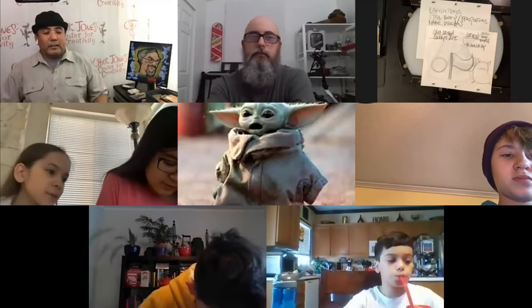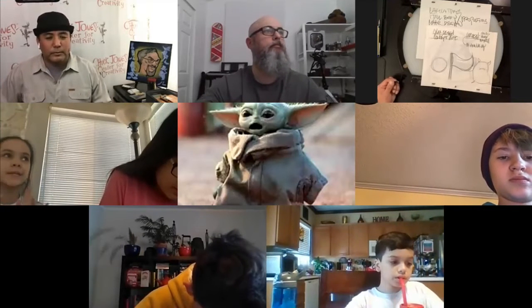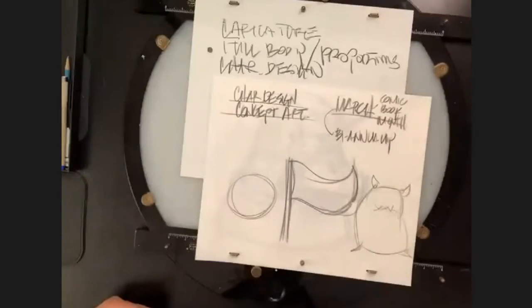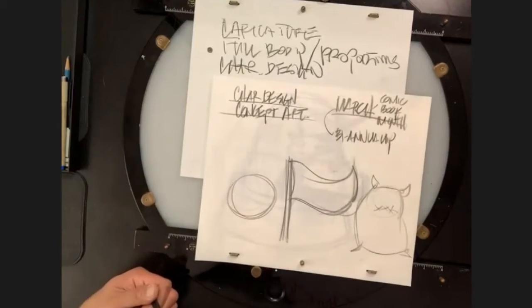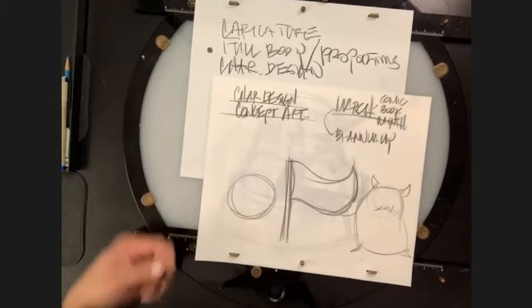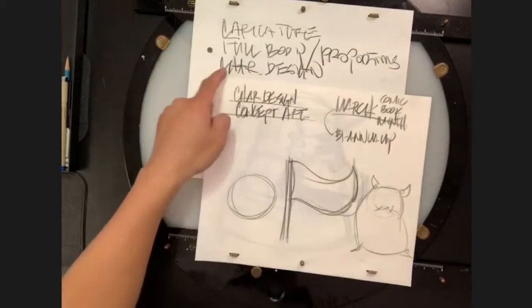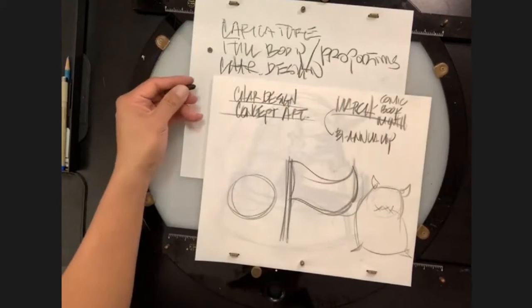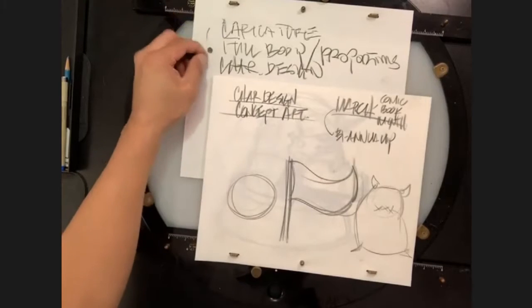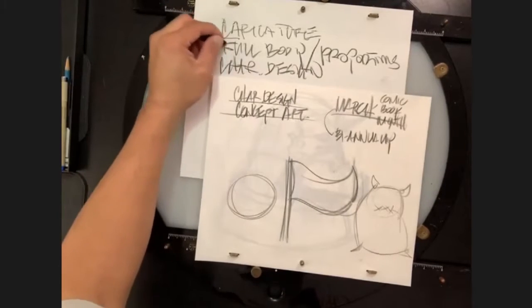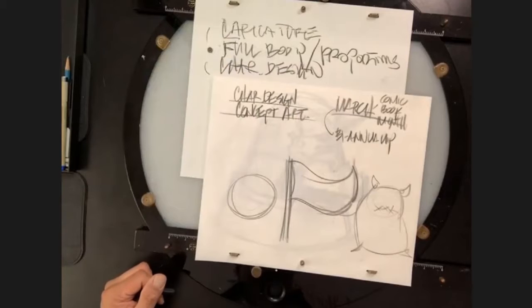And they all come down to a strong understanding of human anatomy and proportions. And also with drawing the head for caricature. And then once you understand human anatomy with full body and proportions, character design and caricature can come easily. But one of the most important things is understanding that full body.